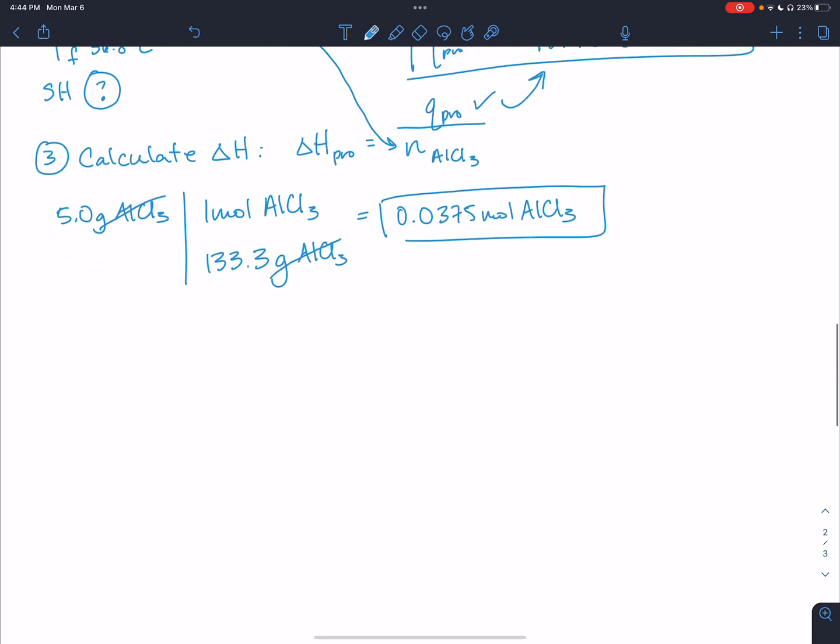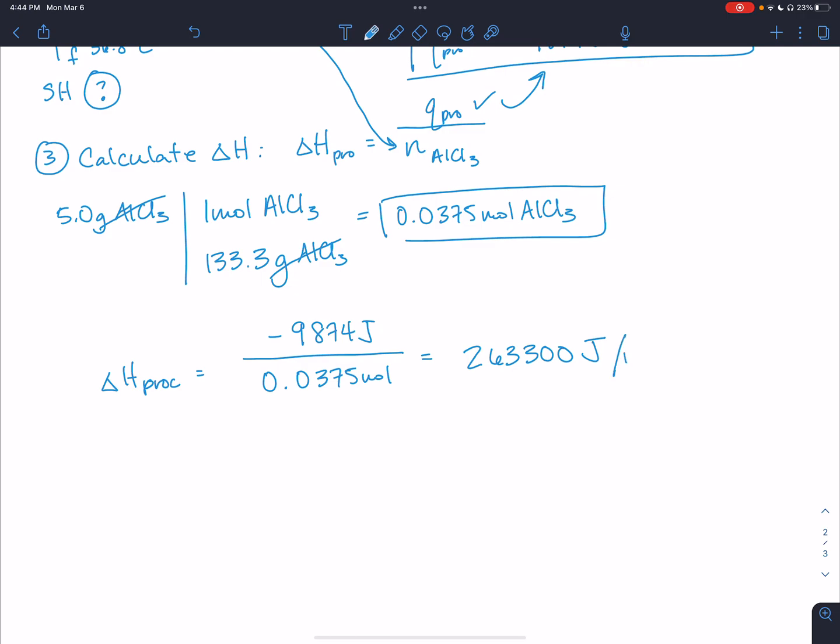All right, so to calculate delta H of this process, I'm going to plug in my negative 9,874 joules. That was the amount of energy that was released when I had 5 grams. And I'm going to divide that by the moles that represents. Do a division, and I'm going to find that 263,300 joules per mole are being released. Don't forget your negative sign. You don't get to drop that.